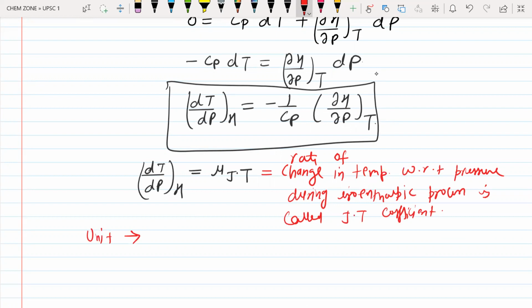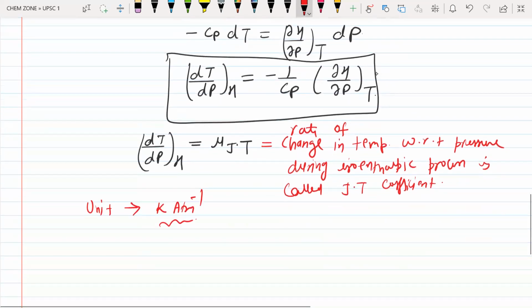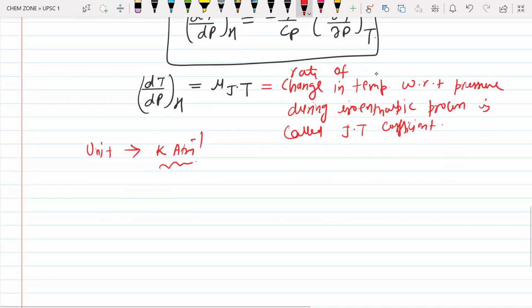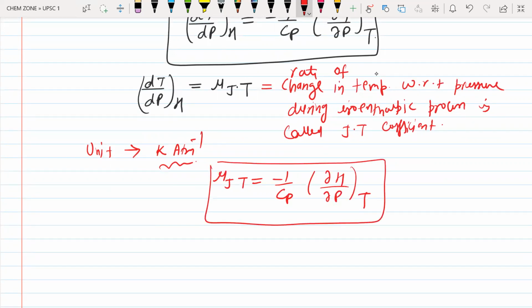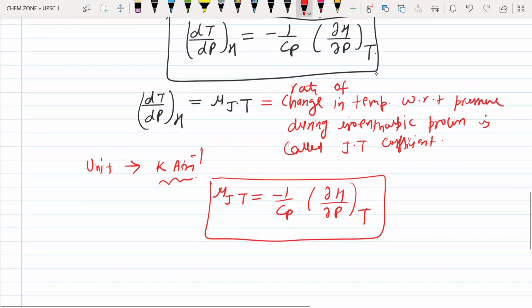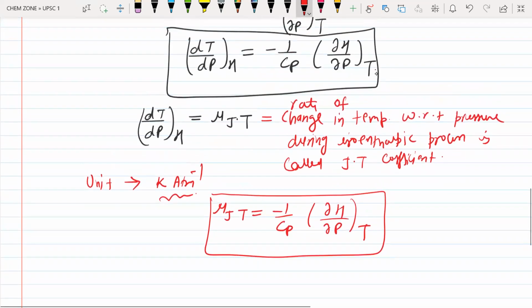As the unit of Joule Thomson coefficient is asked, we can say that unit of temperature is Kelvin, unit of pressure will be atmosphere, so Kelvin atmosphere inverse will be the unit of Joule Thomson coefficient. So we can write the equation mu JT is equal to minus 1 by Cp del H by del P at constant T. This is the desired expression which is asked repeatedly in the previous year questions.